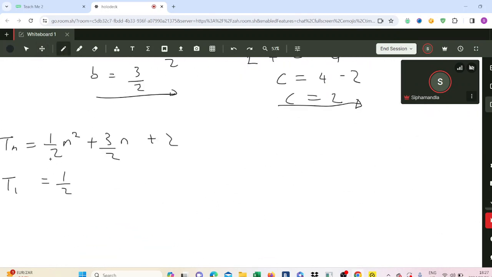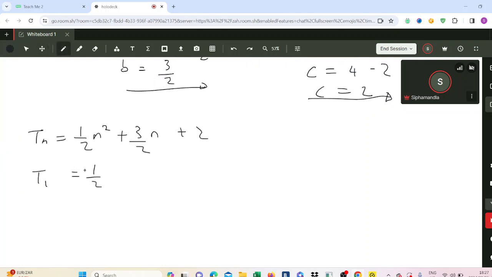Okay, so that is T1 equals 1 over 2 into 1 squared plus 3 over 2 into 1 plus 2, right? So if you calculate everything, that will give you 4. So that means that this equation is perfectly correct, right? So you can go ahead and do this. By the way, it doesn't mean that in an exam you have to do this. You are doing this so that you can confirm that your calculations are correct, right?